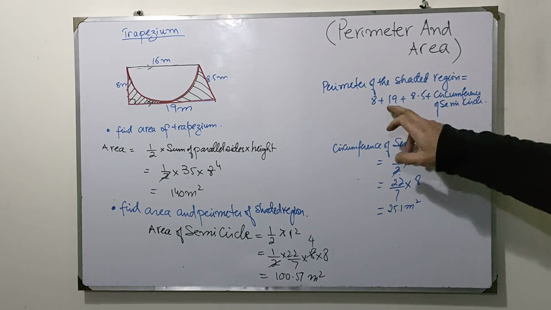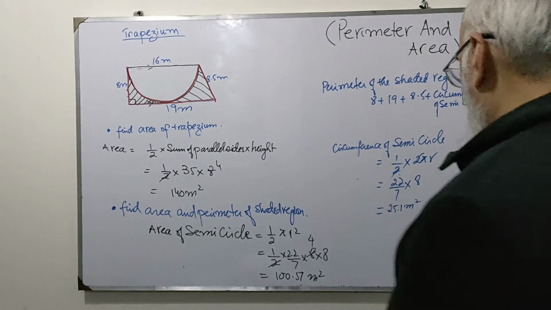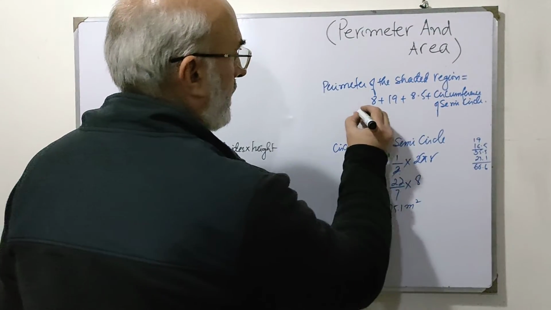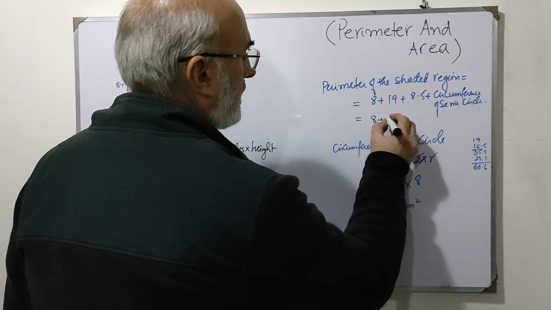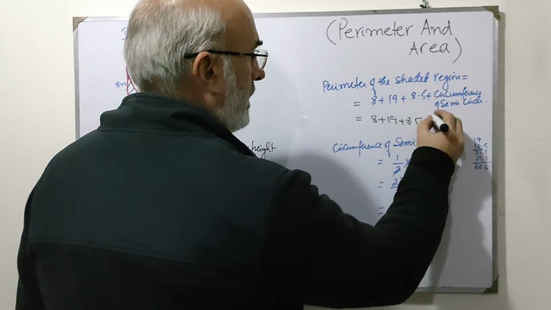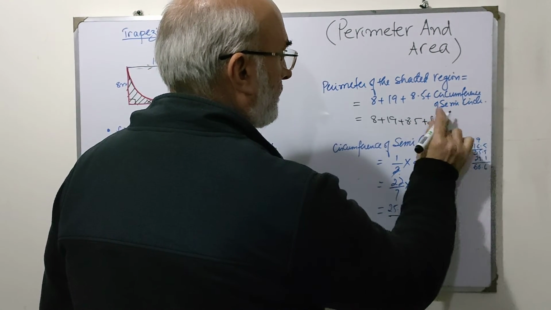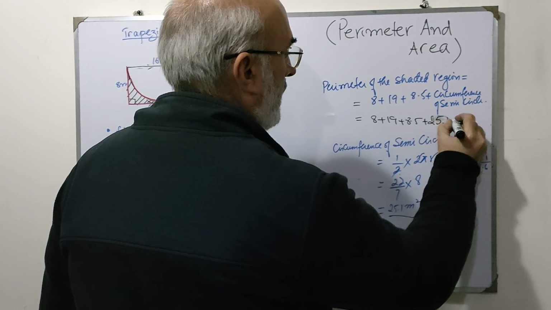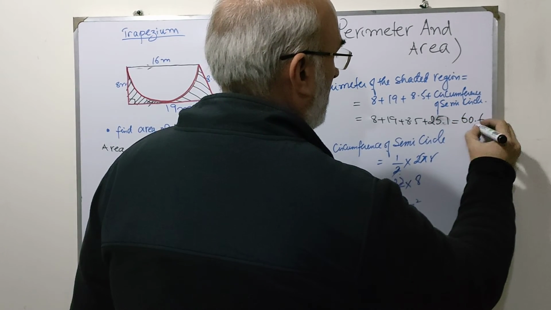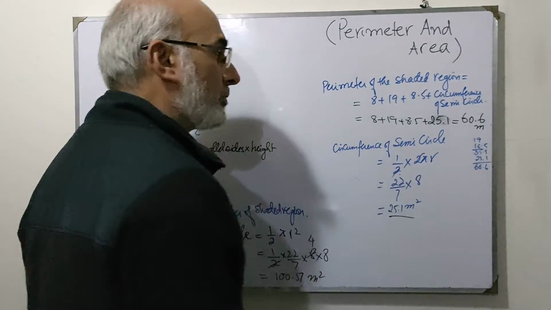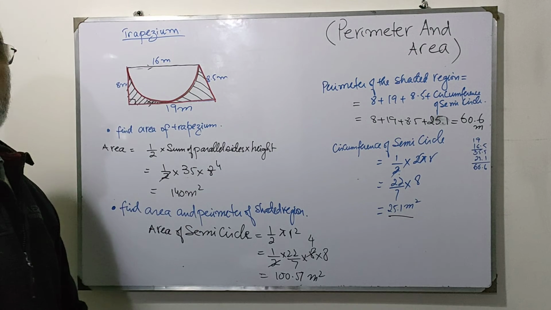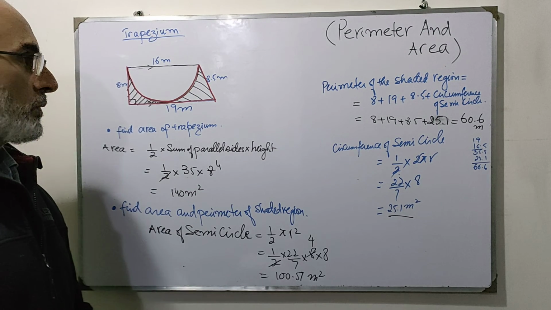Now, let's add up all this, and what are we going to get? For the perimeter, it's going to be 8 plus 19 plus 8.5 plus this figure, 25.1, and it is equal to 60.6 meters, right? So we have the perimeter of our shaded region as well.